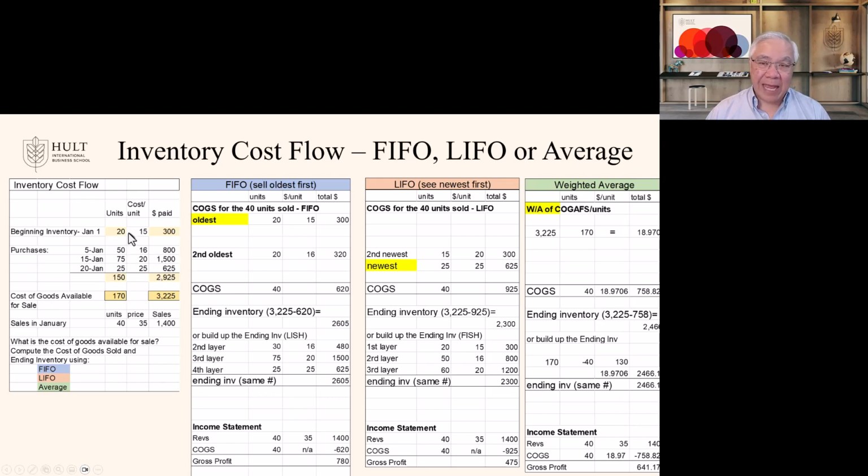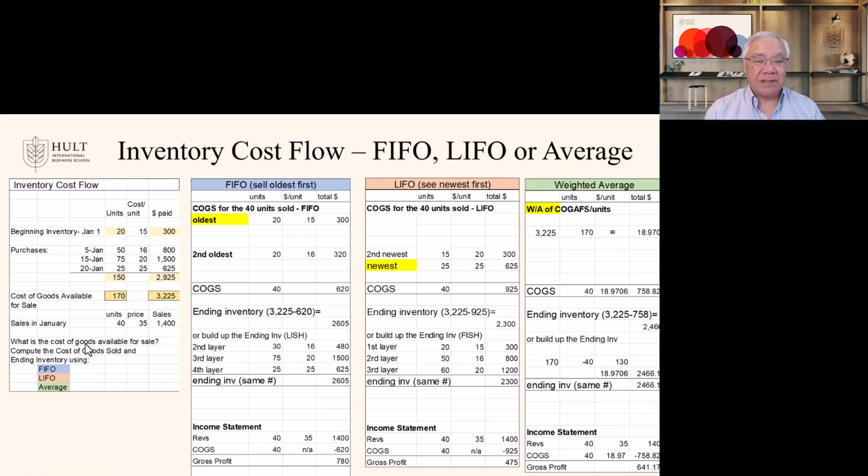Now, when we add up all those items that we bought, 20 before, 150 in January, so we have 170 on hand. We spent 300 before, another 2,925 in January, so we spent 3,225, right? That's the total. So that's important to know because at the end, those have to go somewhere. Where do they go? It can either be sold and therefore it becomes cost of goods sold, or it's still here, which means it's in inventory. All right, so then let's look at more detail. How many did we sell in January? Well, we sold 40 units at $35 per unit for a sales value or sales revenue of $1,400. Now here's the question. What is the cost of goods sold under FIFO, LIFO, and average?